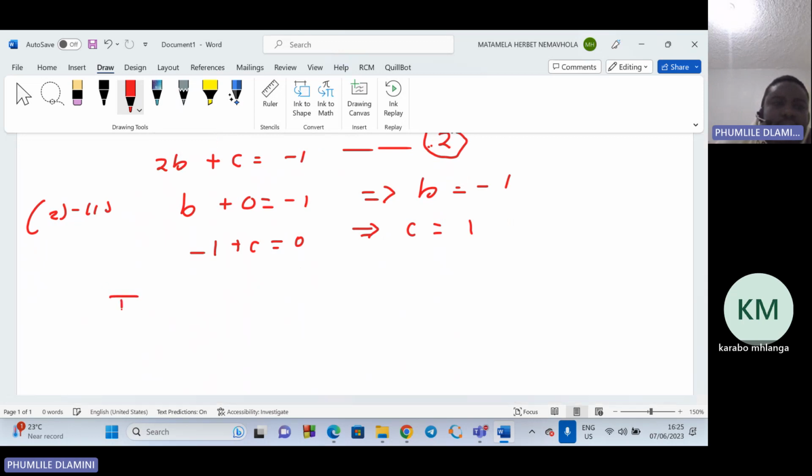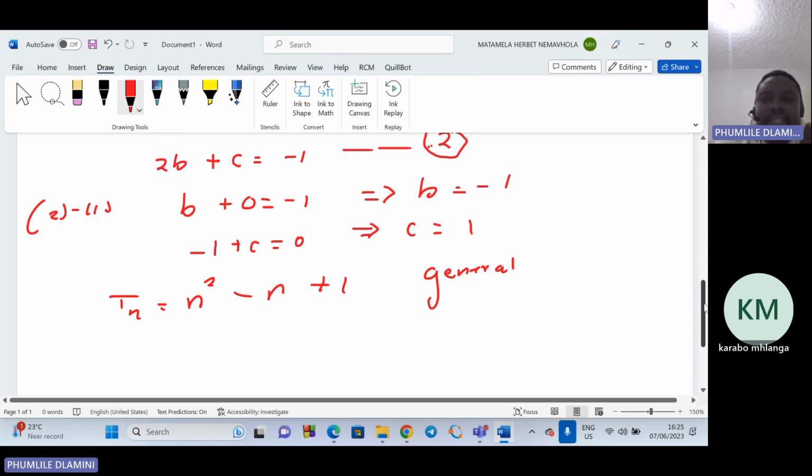Then our general formula for this one, our Tn, is going to be equal to n squared, because we already got a equals 1, plus bn, minus n, because b is negative 1, plus our c is 1, plus c. So this is your general formula for a quadratic sequence.